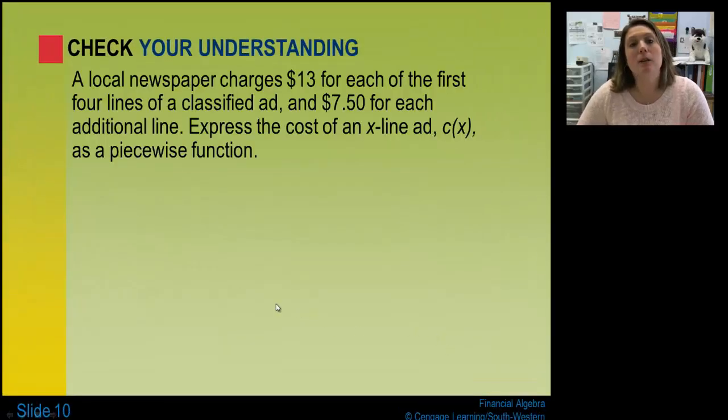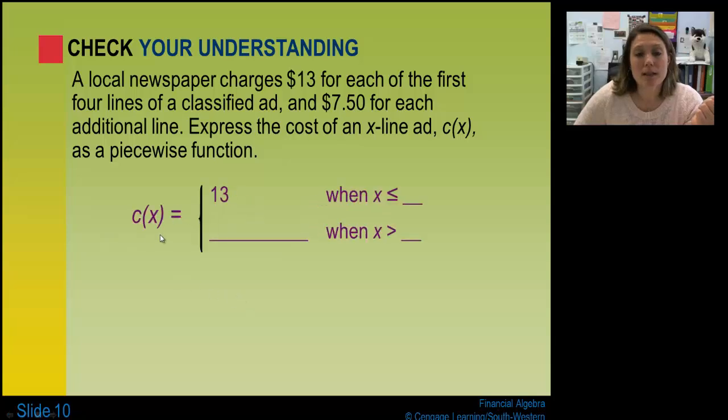Check your understanding. A local newspaper charges $13 for each of the first 4 lines of a classified ad and $7.50 for each additional line. Express the cost of an X line ad, C of X, as a piecewise function. So just like we did in the previous one, this time we're going to actually make the piecewise function. So C of X equals $13 for the first 4 lines, so when X is less than or equal to 4 lines here.